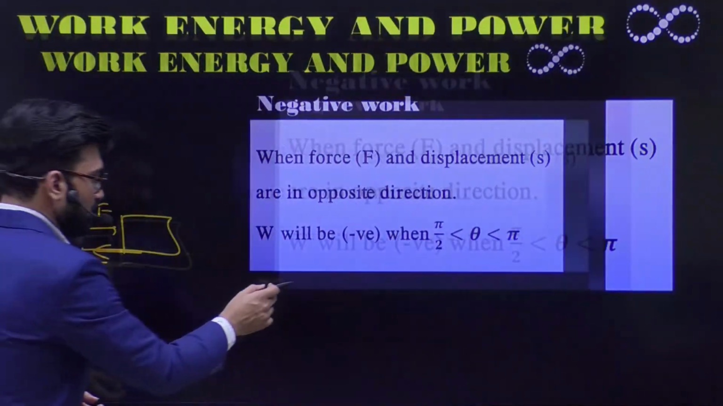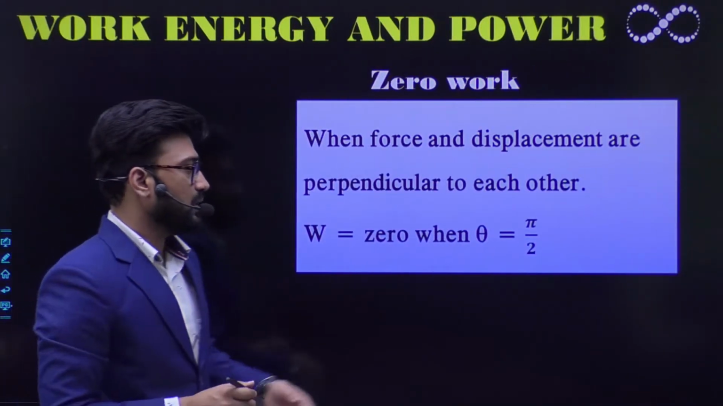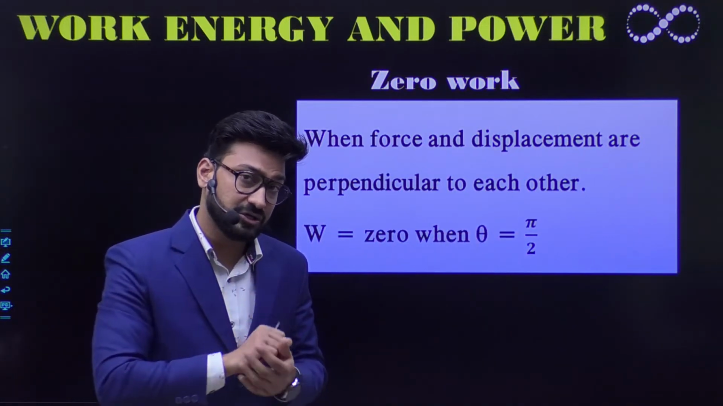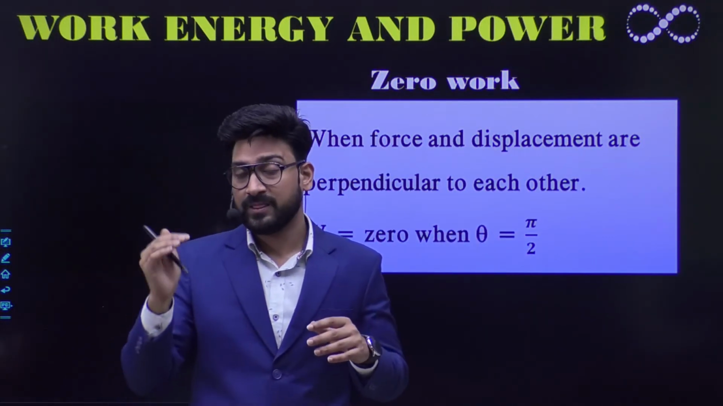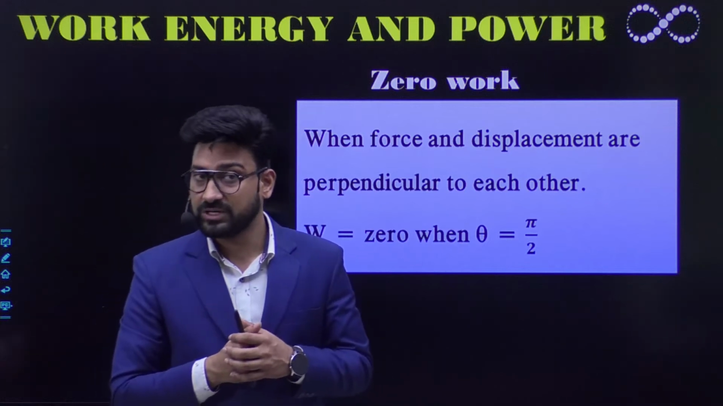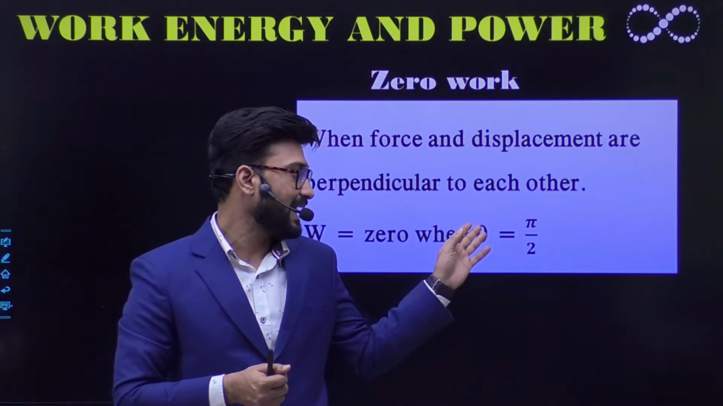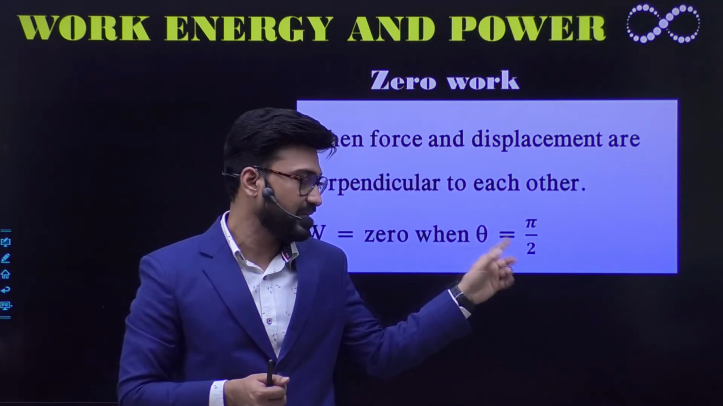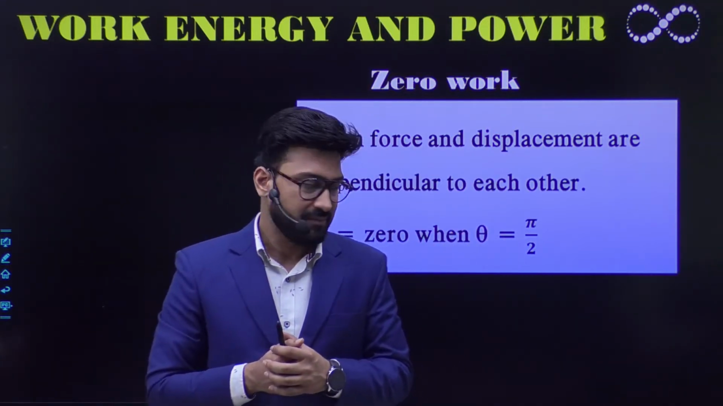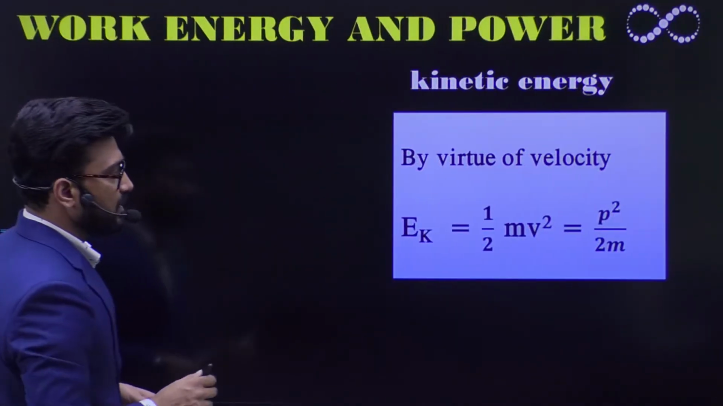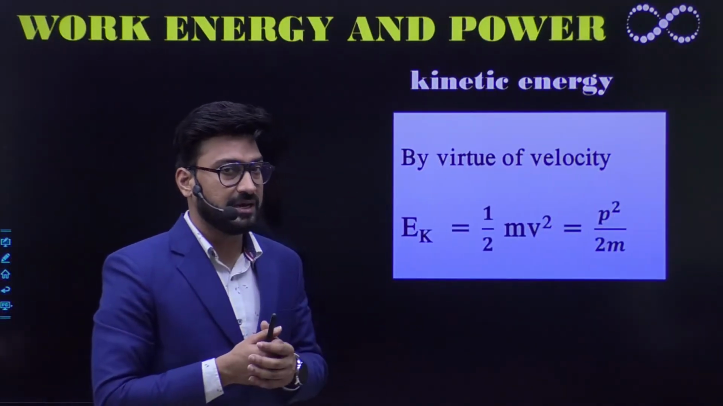Now we'll be moving to how a work can be 0. Again, when the angle between them is 90 degree, as I already said, during the circular motion the work done by the centripetal force is 0, because the angle between force and displacement is always 90 degree. Okay, so this is about work done.